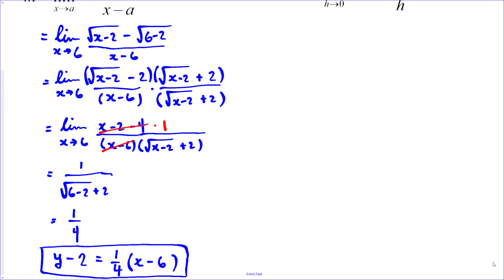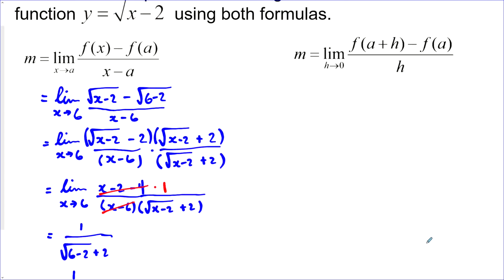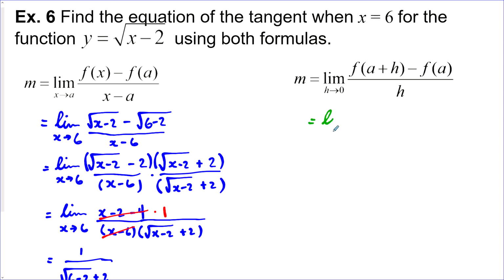Now let's try using formula 2. So coming back up here, we've got the limit as h approaches 0. And this time we want the function 6 plus h minus 2. So the square root of 6 plus h minus 2. And f at 6 is 6 minus 2. So you can see the similarities here and here. This is going to be just h in the denominator.